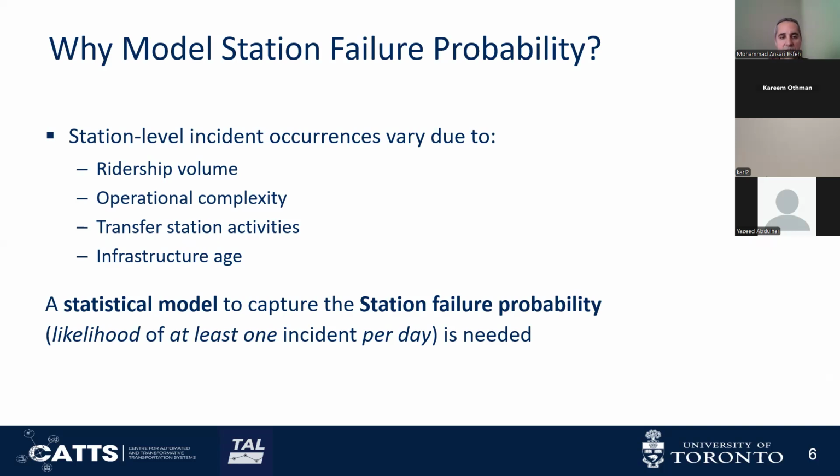Also, stations with operational complexity or those that function as transfer hubs are exposed to frequent movements of trains, so they are possibly more prone to operational and technical incidents. And also, stations with aged infrastructure are more prone to technical incidents.